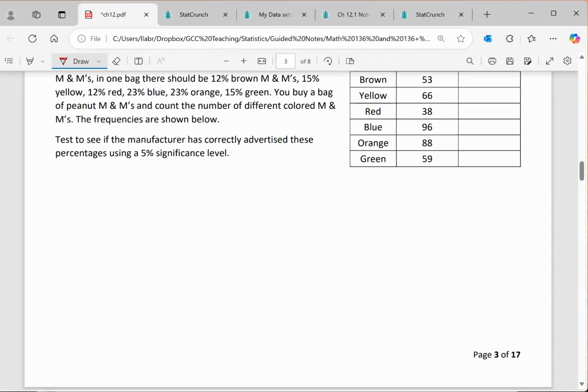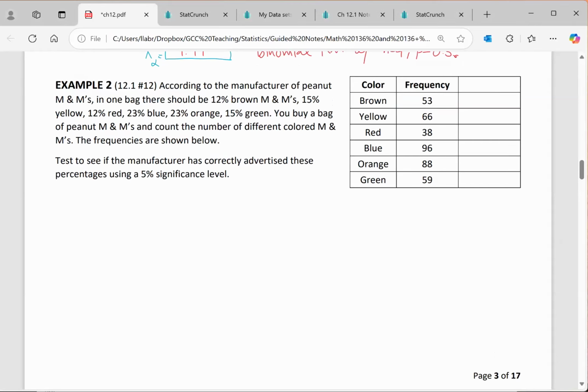All right, welcome back. Let's do another example. This is more or less the example that is closest to the kinds of questions that you will see on an assessment. All right, so this is from your book.